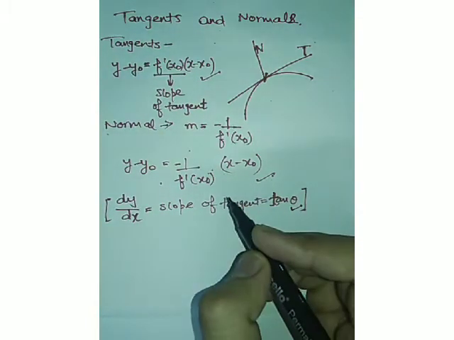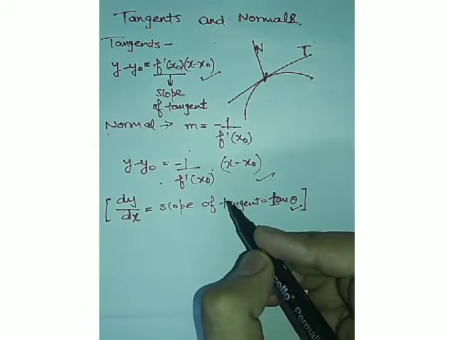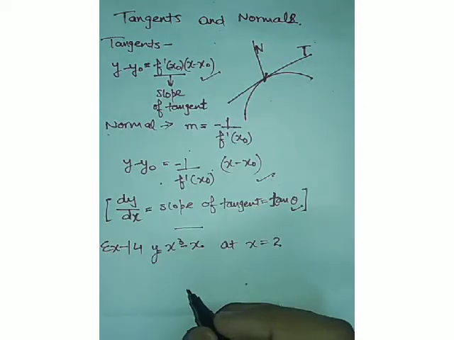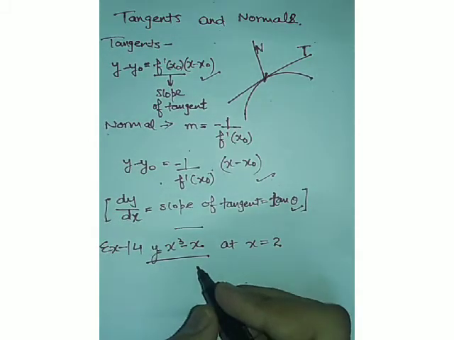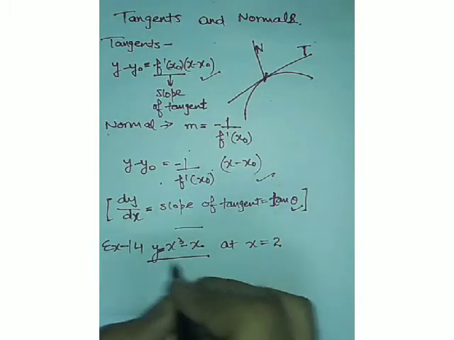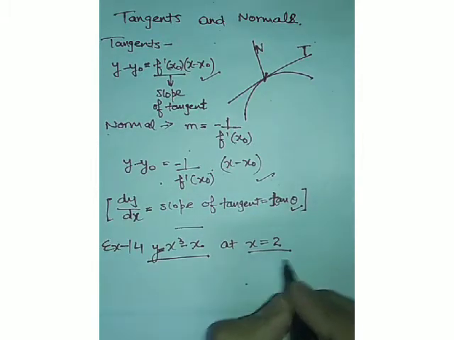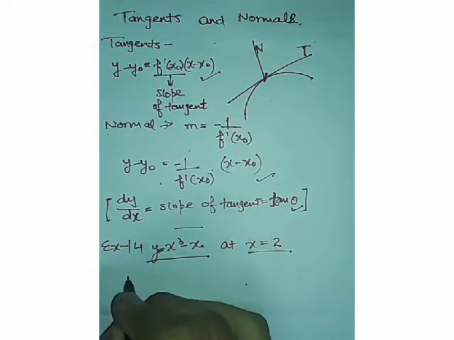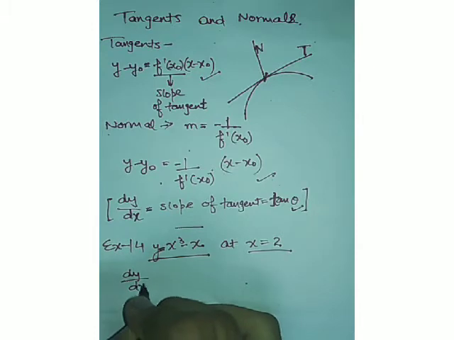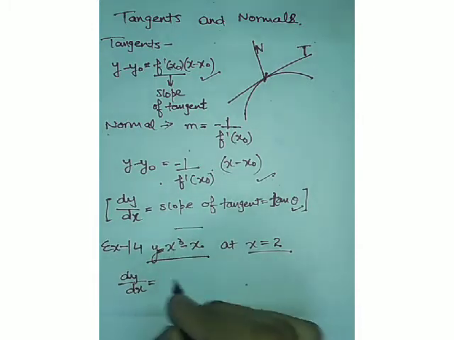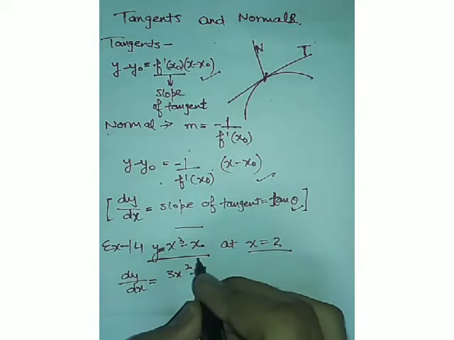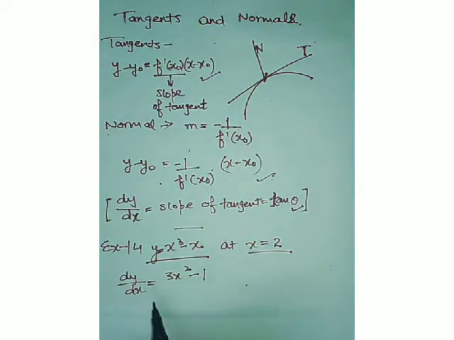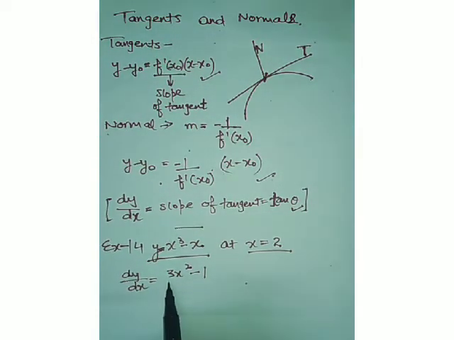Alright, so let's start with the examples and let's apply these concepts. This is our very first example, which is the easiest one. Here we have to find the slope of the tangent to this curve. This is the equation of curve at this point. Now slope of tangent is dy upon dx, clear? So what is the differentiation of this? 3x square only minus 1, because the differentiation of x is 1. So dy by dx is equals to 3x square minus 1.